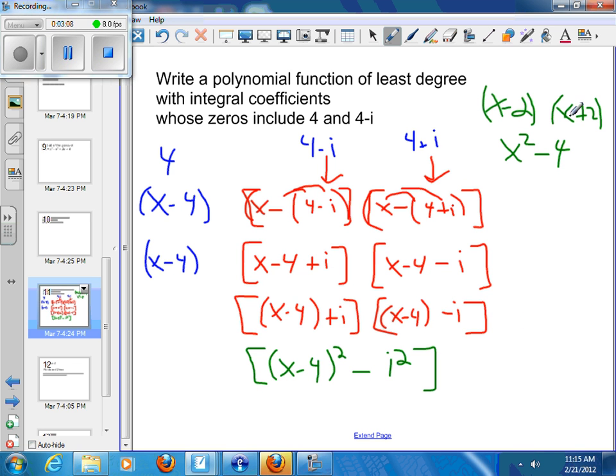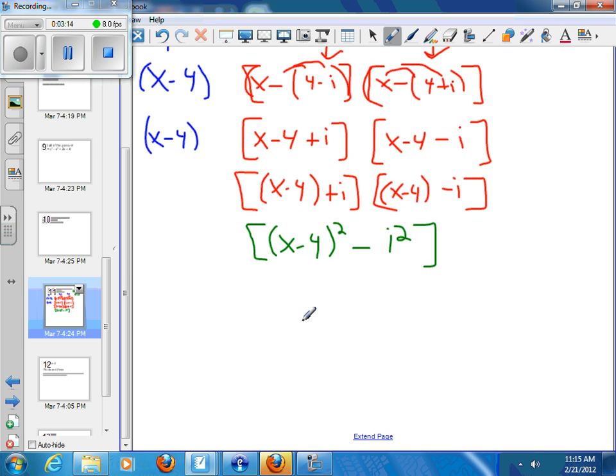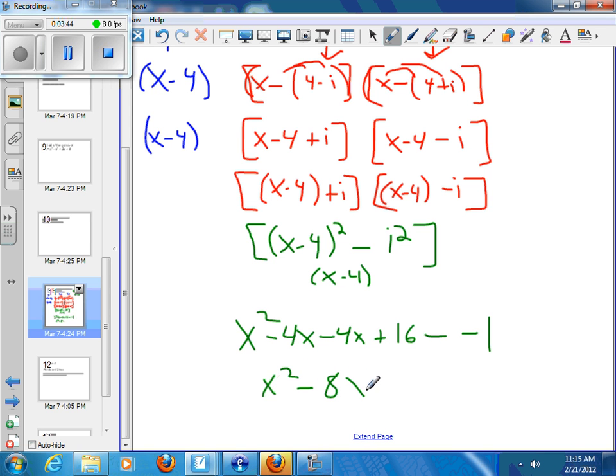Doing the same thing that I did up here. Okay, then I'm ready to actually FOIL that. Let me extend my page a little bit. So FOILing x minus 4, remember to write it again. And do your firsts, outers, inners, lasts. When you do that, you end up with x squared minus 4x, and then minus 4x plus 16. And then i squared is a negative 1, so that's minus a negative 1 when I take care of my i squared. Then I'm ready to collect my like terms. So that's going to be x squared minus 8x plus 17.